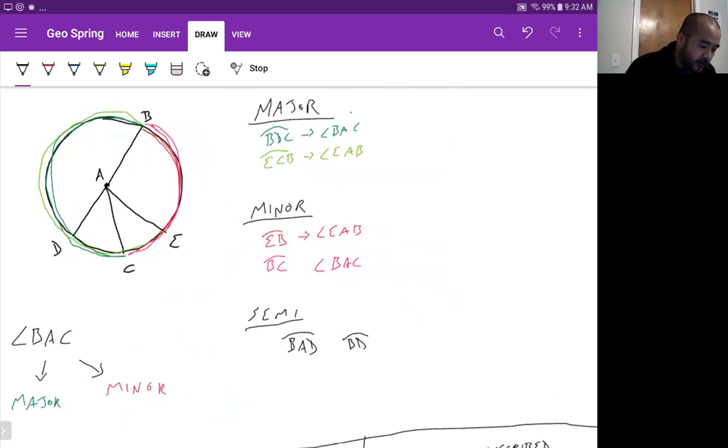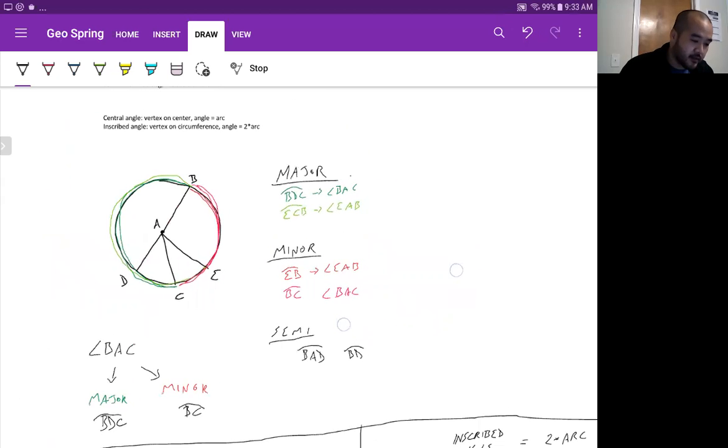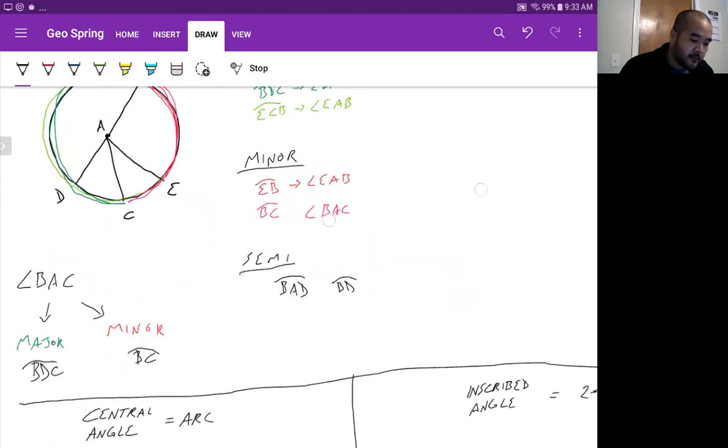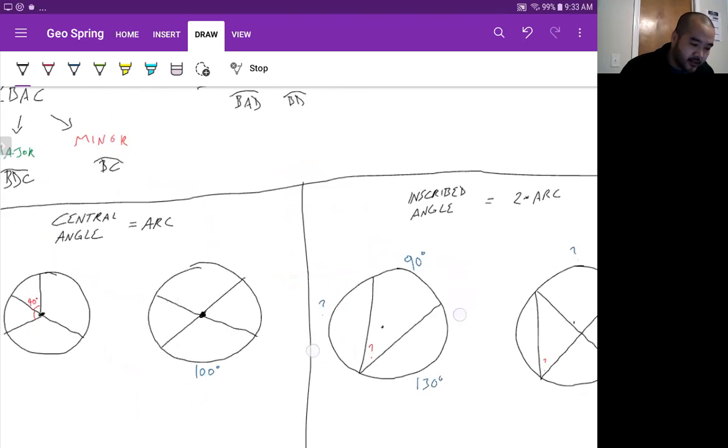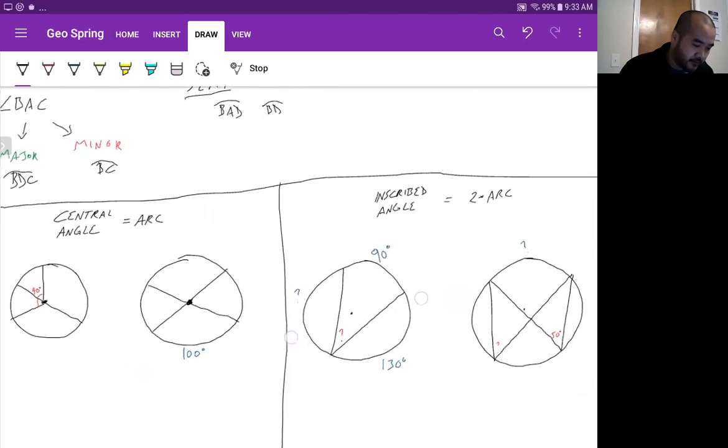So on your assignment, it's going to have questions like this. So for BAC, the major arc was BDC, and then the minor arc for angle BAC was BC. CB is also correct. CDB is also correct. So that's the arcs. The other thing you're looking at today is central and inscribed angles.